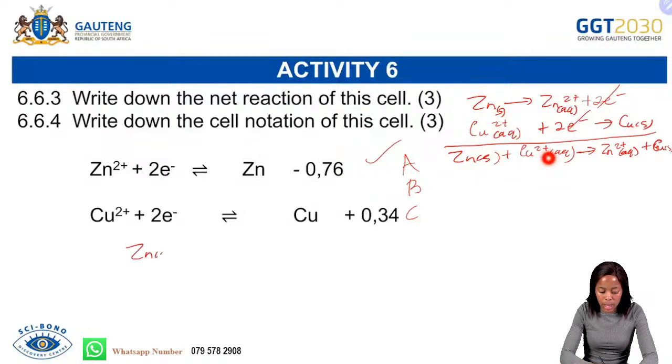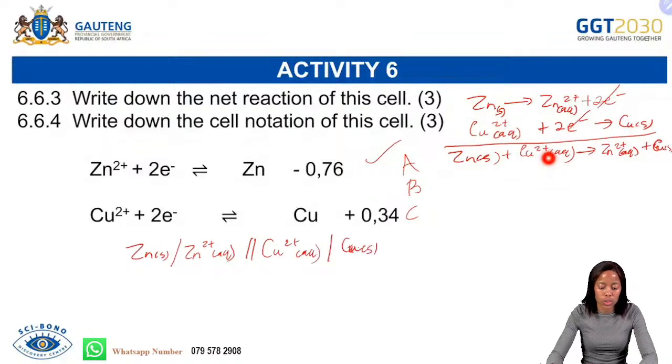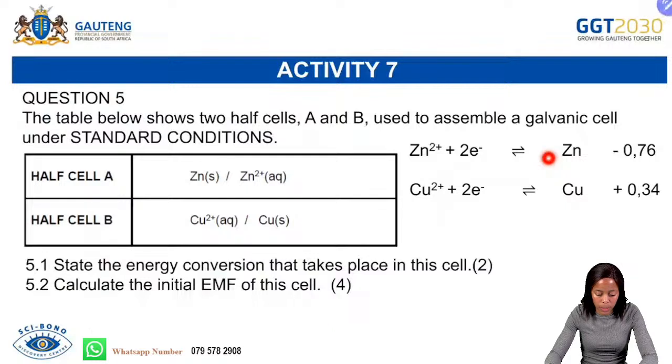And then in terms of the cell notation, once you have your two half reactions, what is it that you have on the left? You have Zn solid, Zn2+ aqueous, because we are going to write it from the left to the right, to give us Cu2+ aqueous, and Cu solid there. So this one here would represent your cell notation there.